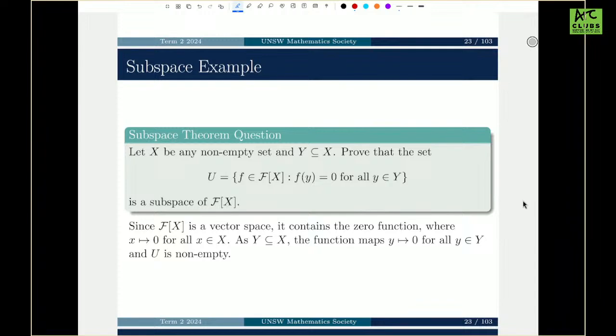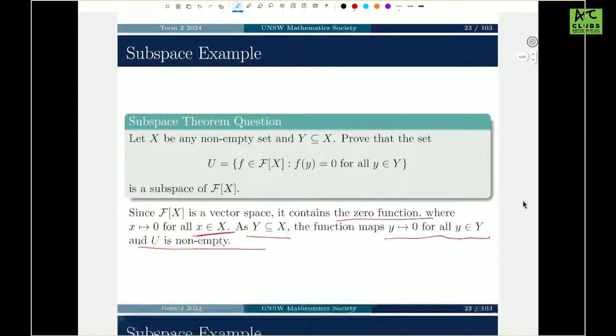So for non-emptiness, we'll just show it contains the 0 function. So the 0 function is the one that maps x to 0 for any x in X. And because Y is a subset of X, it's also going to map any y in Y to 0. Okay. So now we get that U is non-empty.